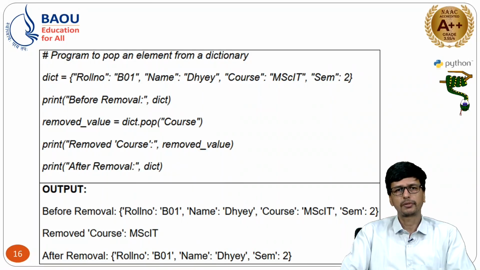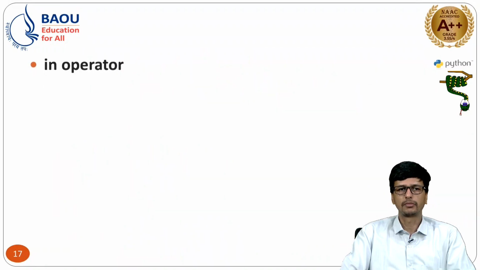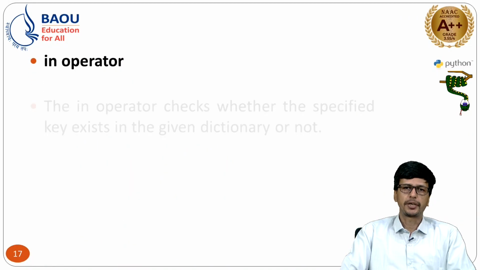Here you can observe in the program the pop operation. Once we use dict.pop and then course is our key, whatever the value is, it is passed to the left hand side variable, that is the removed value. If you want to see what value you have removed, you can use this statement, and this way you can see which value you have removed. So that is another alternative to remove a value from the dictionary.